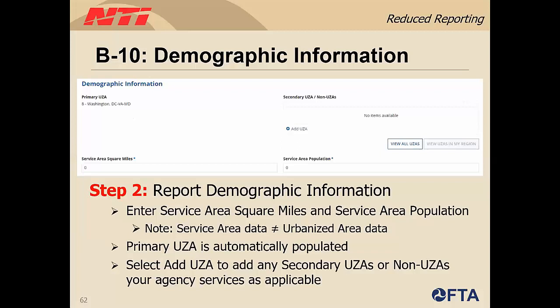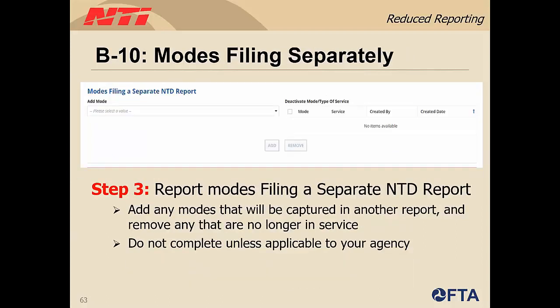To complete your demographic information, you will report data related to your urbanized areas, or UZAs. Your primary UZA will be pre-populated in the form. You can add secondary urbanized areas as applicable by clicking the Add UZA button. If your agency has any modes that will be captured in another entity's report, you will report them in the Modes Filing Separately section. If this does not apply to your agency, please leave this section blank.